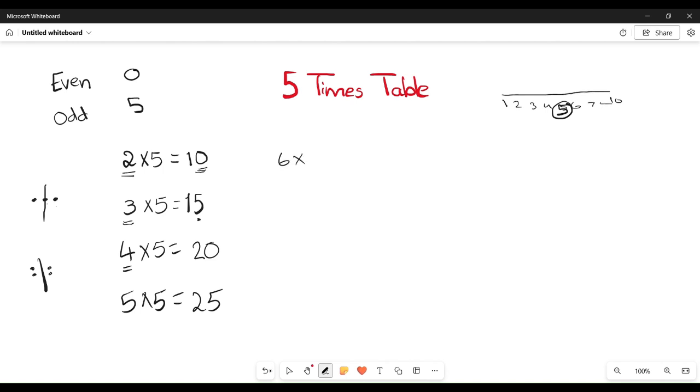Now number 6. 6 times 5. Half of the 6 is 3. And no remainders because it's even. 7. 7 times 5 is 35 because it's a 3 and a half. And half of the 7, 1, 2, 3, 4, 5, 6, 7. If I divide it into 2, it will be 3 and a half. Now 8 times 5. What is half of 8? It's 4 with no remainders. 9 times 5 is 4 and a half.